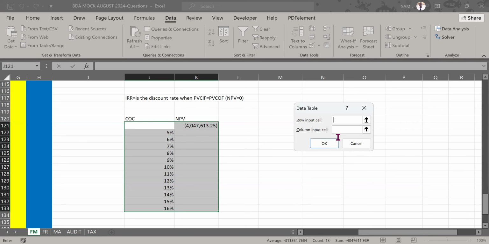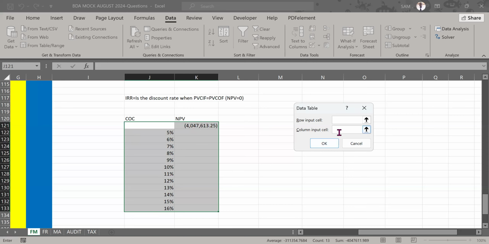Let's remind ourselves. Row input cell. Column, sorry. Column input cell. Correct, we are going column. I hope we all know why it is a column input cell. We check the alignment of the variable that is changing, and the variable that is changing is aligned in a column, the cost of capital. So we go to the column input cell.